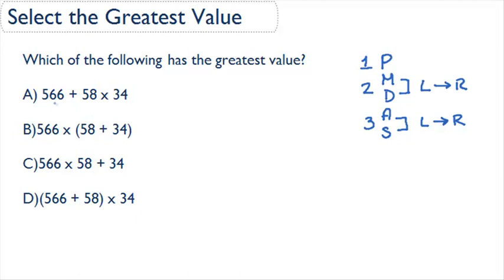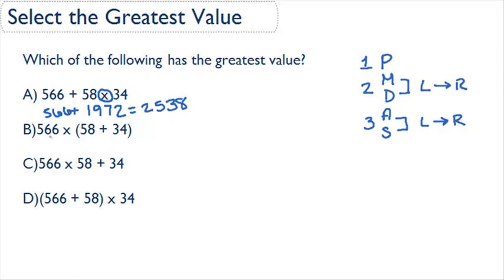Here, 566 plus 58 times 34 means that we're going to start first with multiplication. We don't have any parentheses, so we move right on to our second step of multiplication and division. Now, 58 times 34 is equal to 1,972. And then if we add to that our 566, we end up with a total of 2,538. Now let's look at our second option.